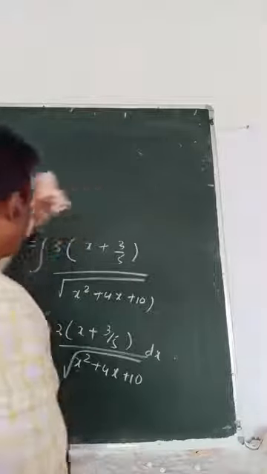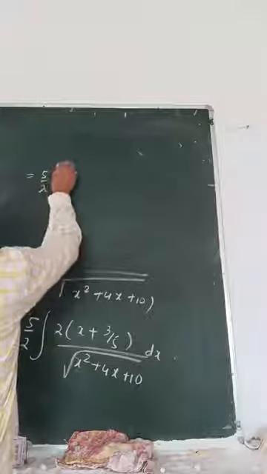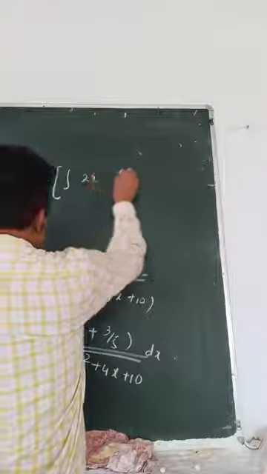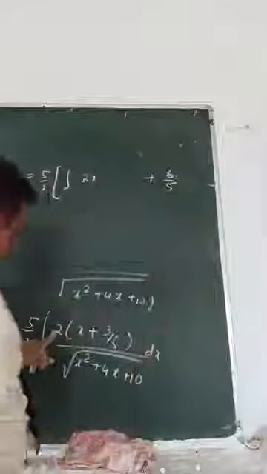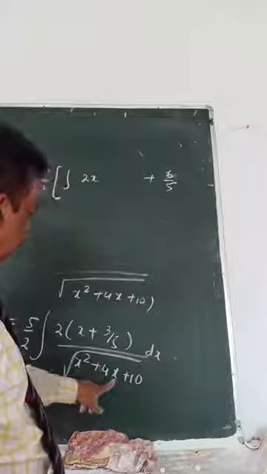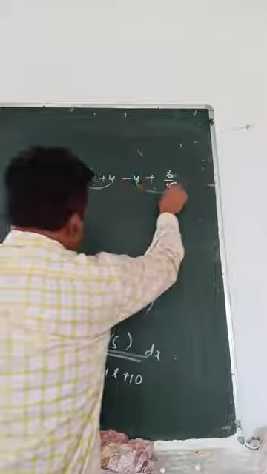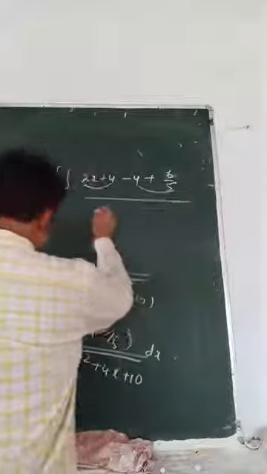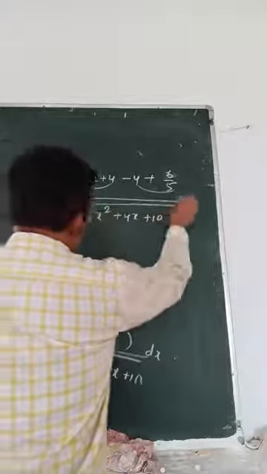So 5 by 2. First you multiply by 2, you are getting 2x, here 3 by 5 becomes 6 by 5. Now you need 2x plus 4, so make it plus 4 minus 4. This is one row, this is second, divided by x square plus 4x plus 10 under square root.